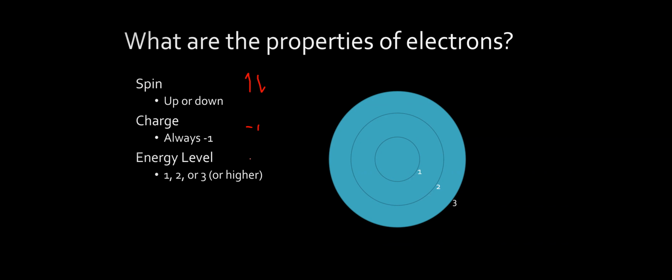And then they can exist at some amount of energy. So they have an energy level, and that's a very specific number. It's like 1 or 2 or 3. There's 4, 5, 6, 7, 8, 9, 10, whatever, but the energy levels for everyday life for biology are just 1, 2, and 3. So for a given electron, there's going to be a spin, there's going to be a charge, and there's going to be some kind of energy level.